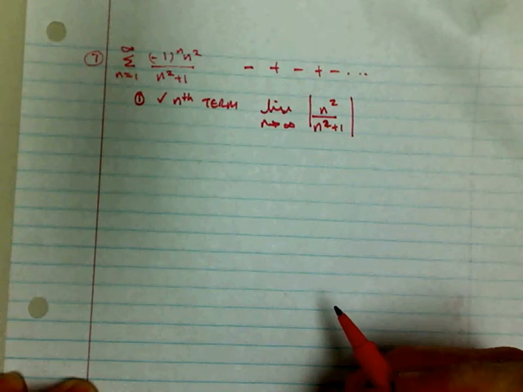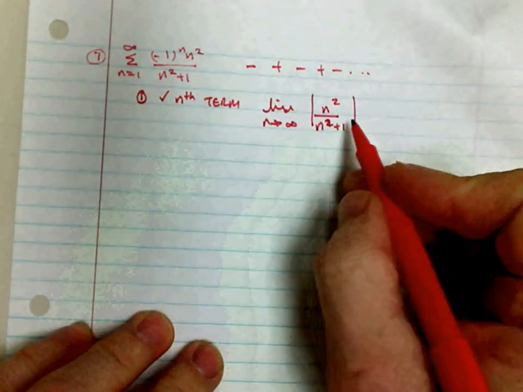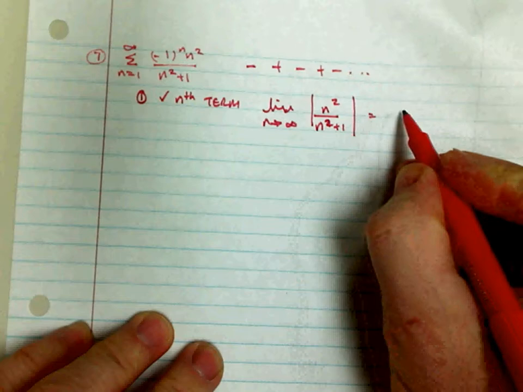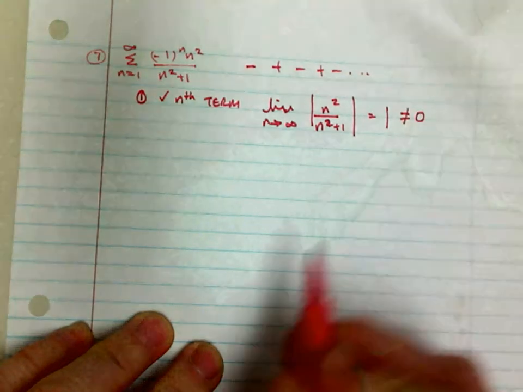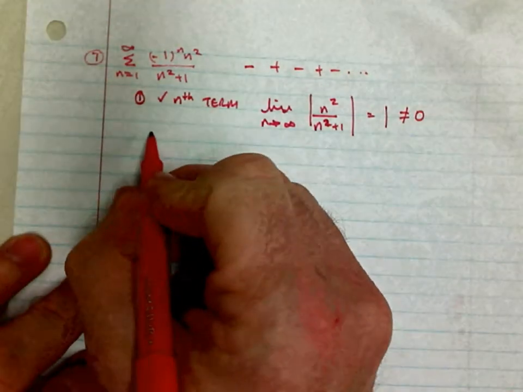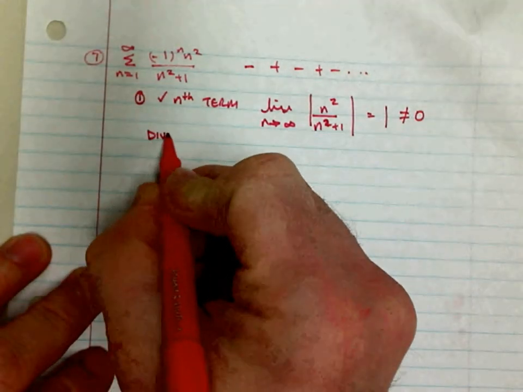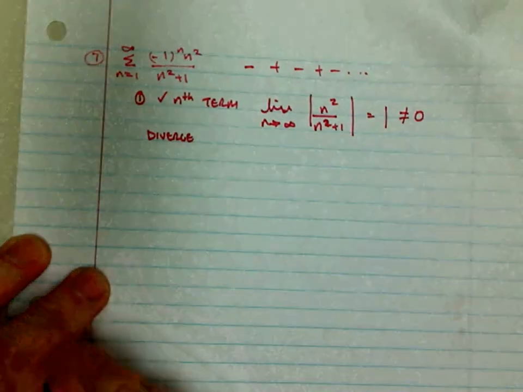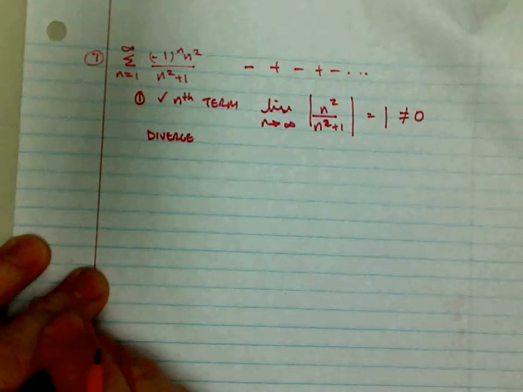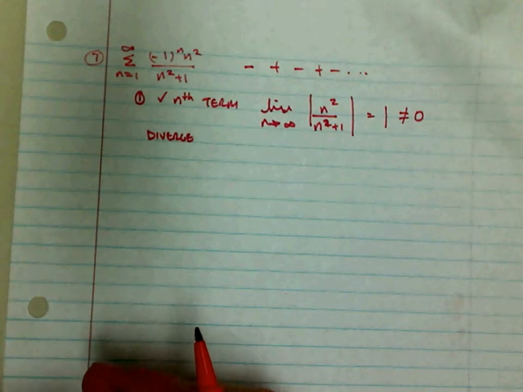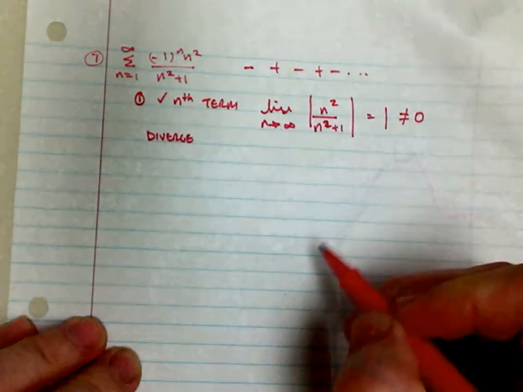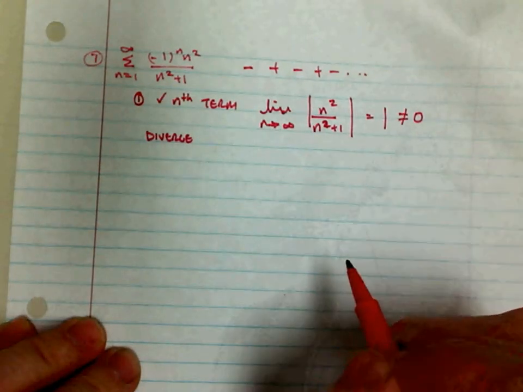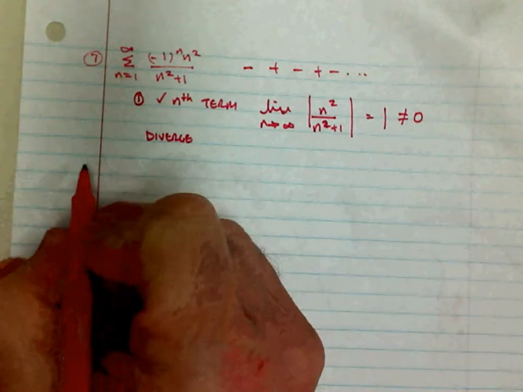And we know as we look at this and n goes to infinity, we're just going to get n squared divided by n squared, or 1. Since that is not equal to 0, we know that this will diverge. With the alternating series test, that first hurdle must be met, that nth term has to go to 0. Since it doesn't go to 0, we know that this diverges. Let's take a look at number 8.